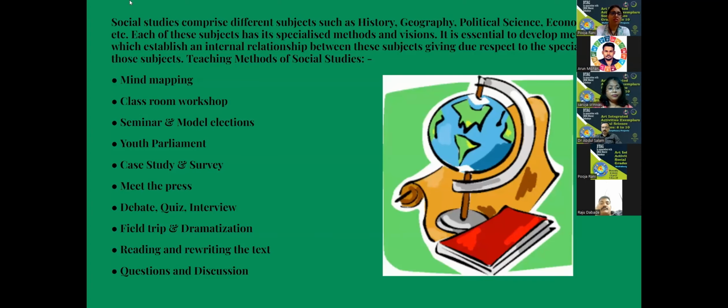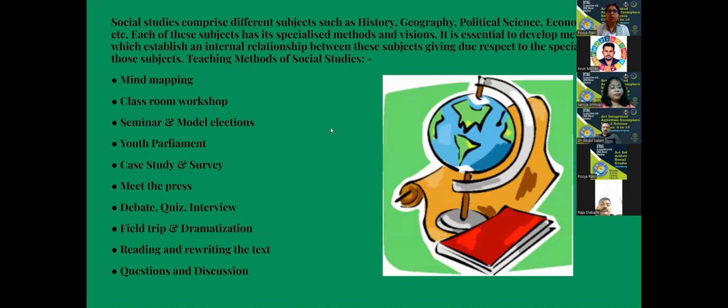So these things which involve social studies comprise different subjects. We know geography, political science, economics, right? Each of these subjects has its specialized method and vision. It is essential to develop methods which establish an internal relationship between these subjects, giving due respect to the specialty of those subjects. Teaching methods in social studies can be mind mapping, classroom workshop, seminars, and model elections.